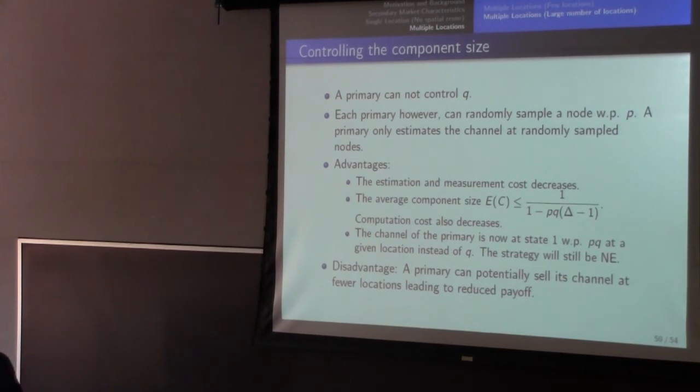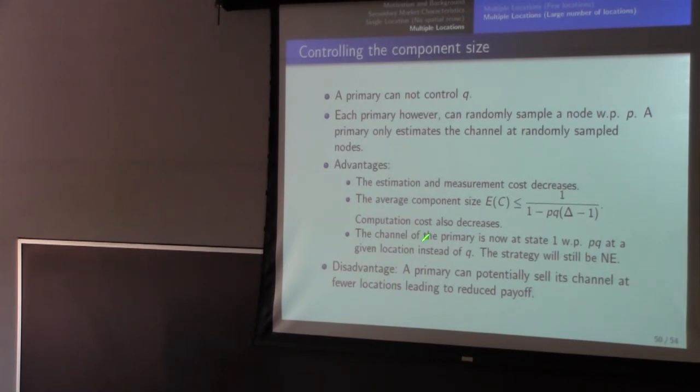But a primary can, however, randomly sample a node with probability P, and only sell its channel among the sampled nodes. So what is the advantage of this? The first is that the average computational time is now PQ times this. So if you can lower P, you can manage the computation cost, and it also decreases. Also, to offer a channel state, you have to estimate and measure the channel state at each location. But if you are sampling randomly, you do not have to measure the channel state at every location. You only measure at the sampled nodes. So the estimation and measurement cost also decreases.